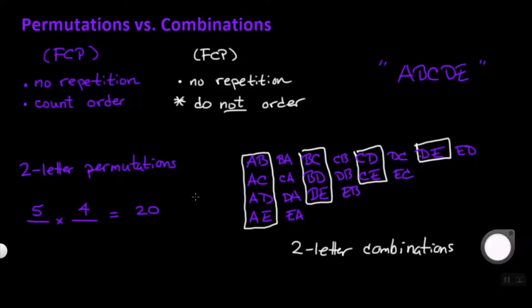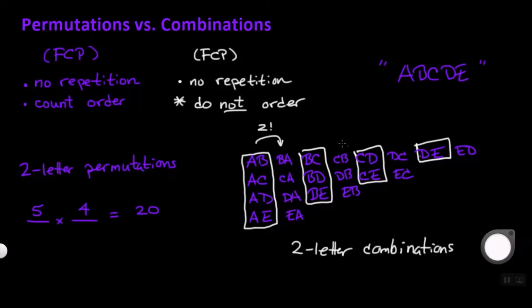Okay, so how can we get half of those? Well, of course, we just need to divide 20 by 2. But the question is, why are we dividing by 2? Well, the hint is sitting right here. How many ways can I arrange A and B? Well, since there's 2 letters, there's 2 factorial ways we can arrange A and B, or A and C, or A and D, or any of those 10 combinations.